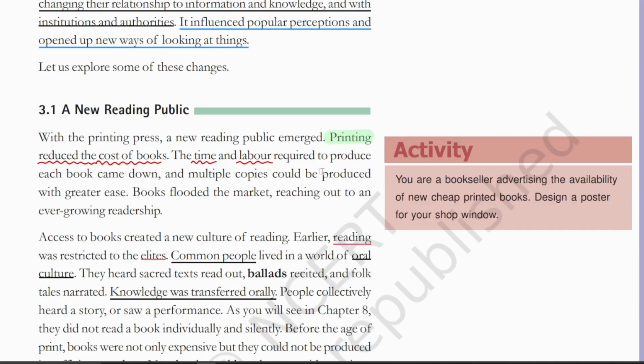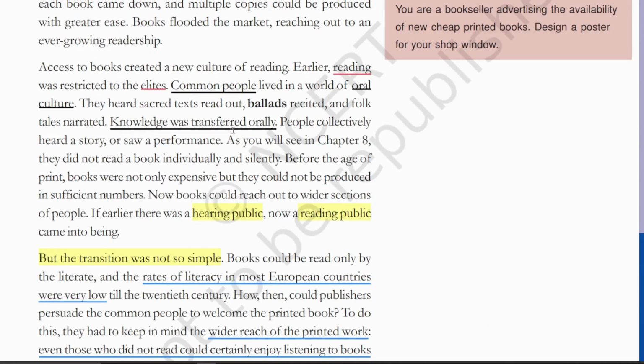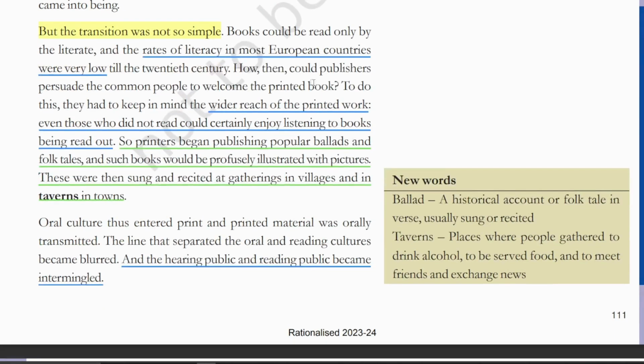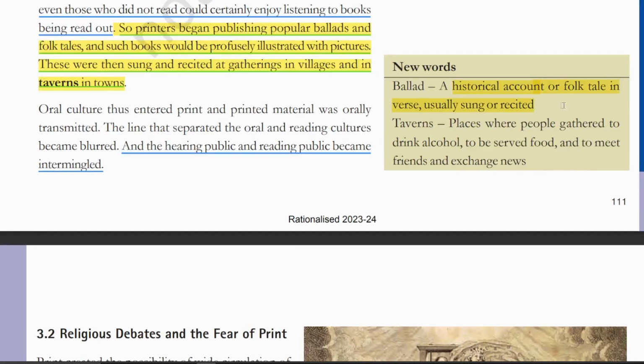From here, they ask about the benefits of printing, how it reduced costs, how it helped people, how it helped poor people be able to purchase books. They also tell how before, knowledge was transferred orally, so it took time to convert to print, to make print the new method of communication. So how printers began publishing popular ballads. This is also very important. A ballad is basically a historical song.